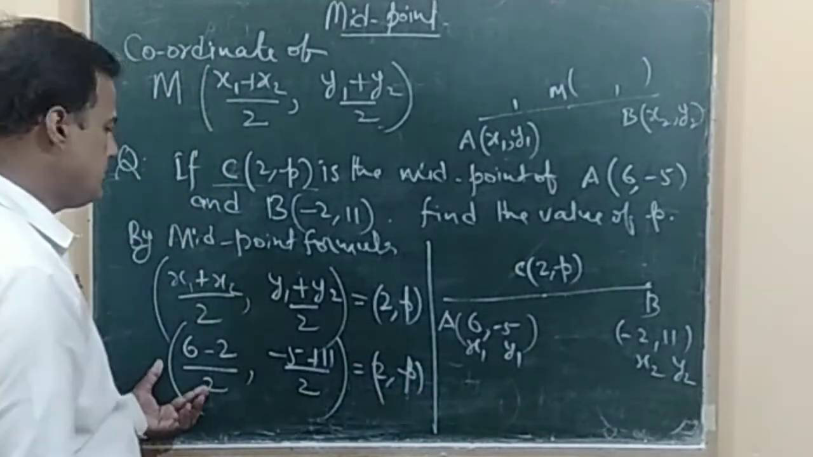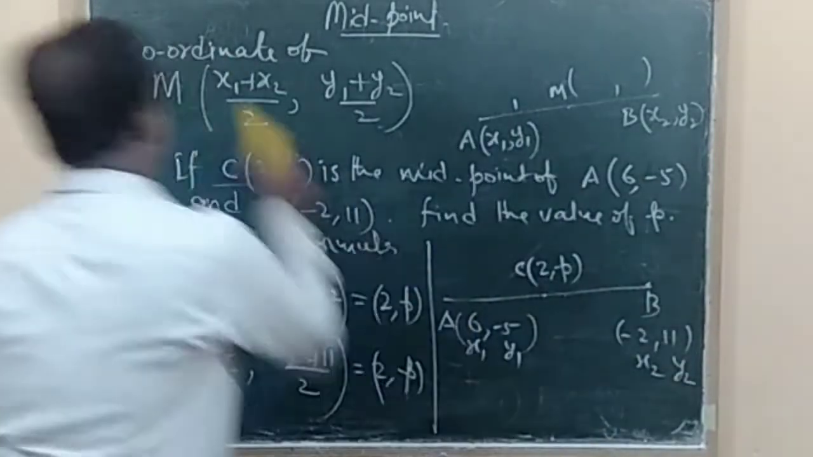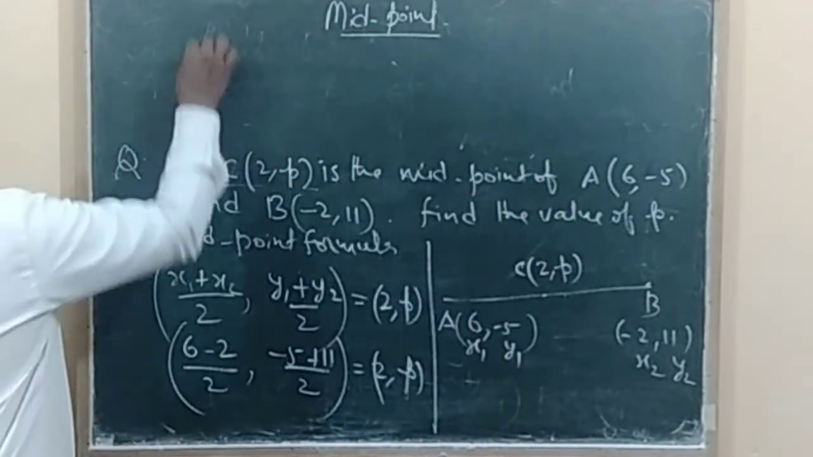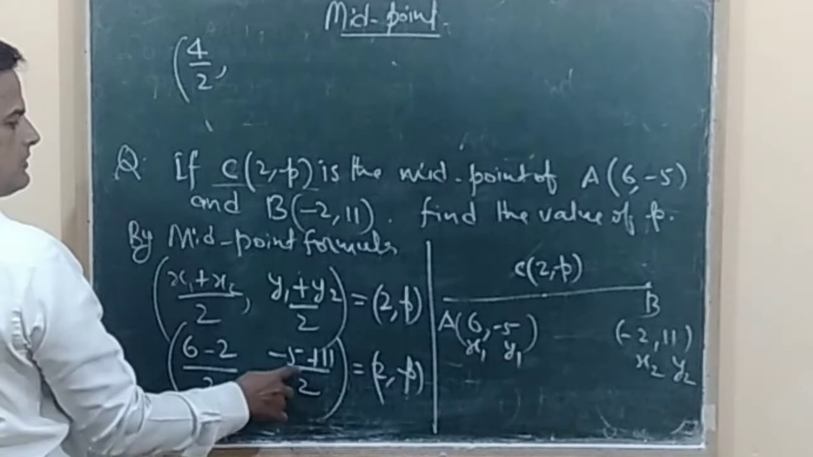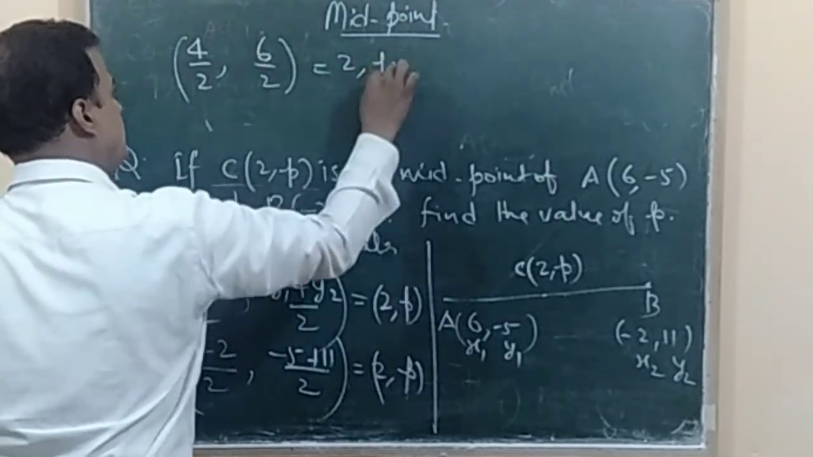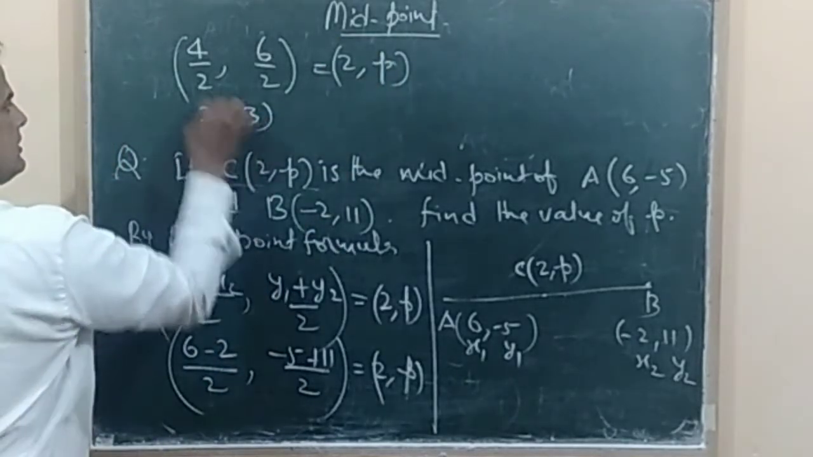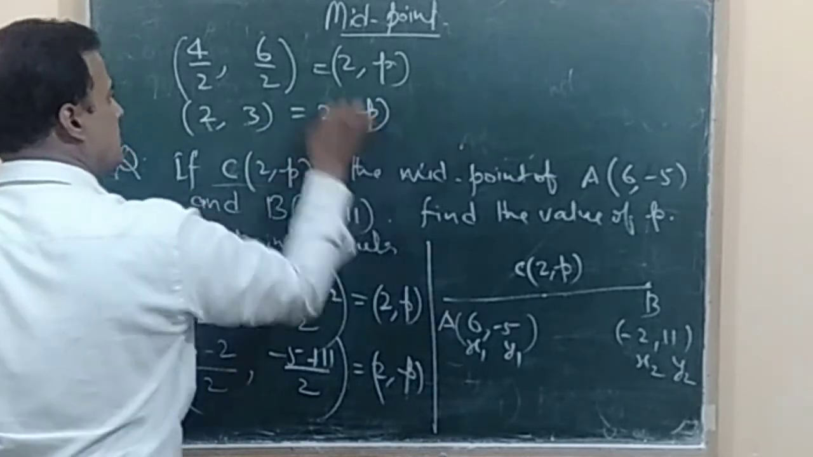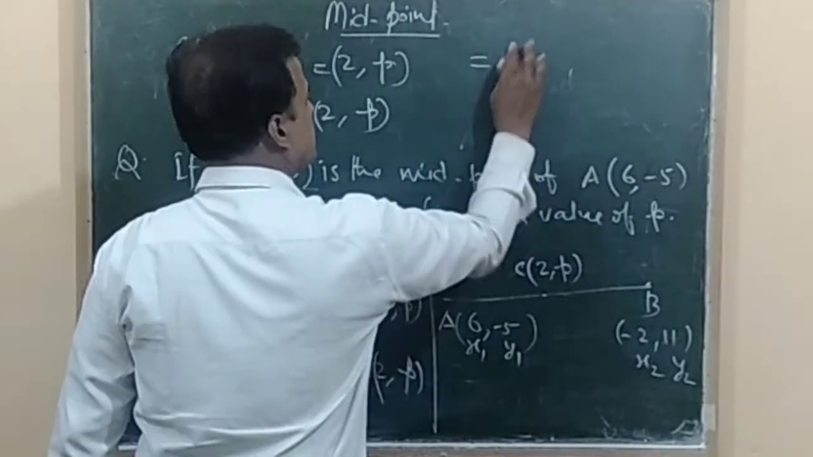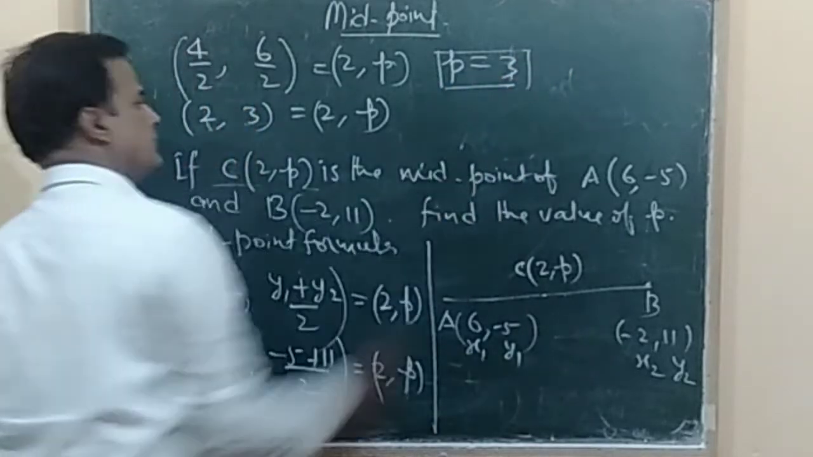Here calculating this we get 4 upon 2, and this gives us 6 by 2, which is equal to (2, p). From here this is given 2 and here 3, which is (2, p). Comparing the ordered pair we get p equals to 3. P is 3 in this question.